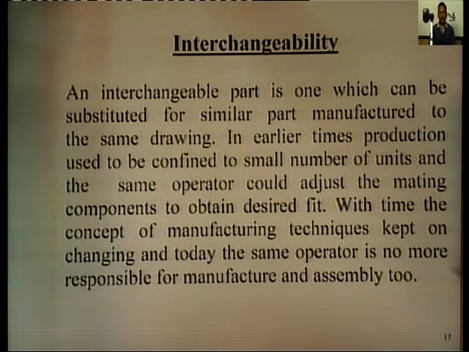Interchangeability. An interchangeable part is one which can be substituted for a similar part manufactured to the same drawing. In earlier times, production used to be confined to a small number of units, and the same operator could adjust the matching components to obtain the desired fit. With time, the concept of manufacturing techniques kept on changing, and today the same operator is no more responsible for manufacture and assembly too.